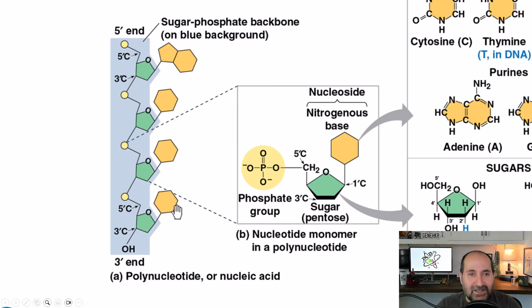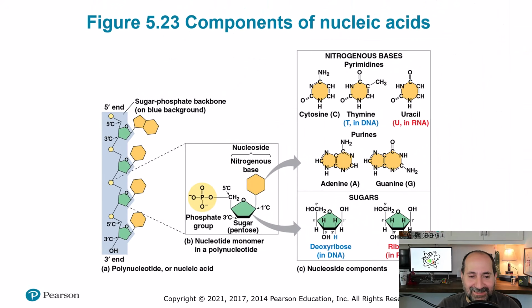Those are the nitrogenous bases, right? A's, G's, C's, T's, U's. If it was a strand of DNA, it would use T's. If it was a strand of RNA, instead of T's, it would use U's, right? So hopefully that all made sense.